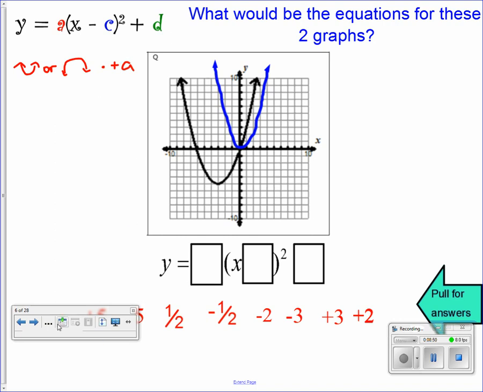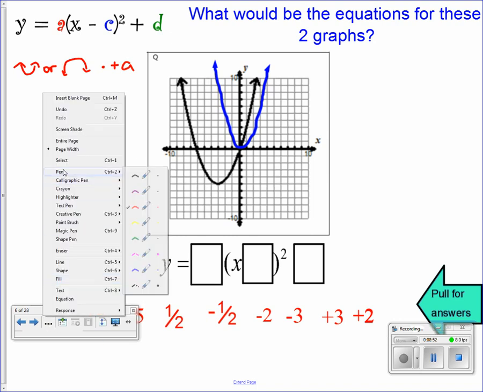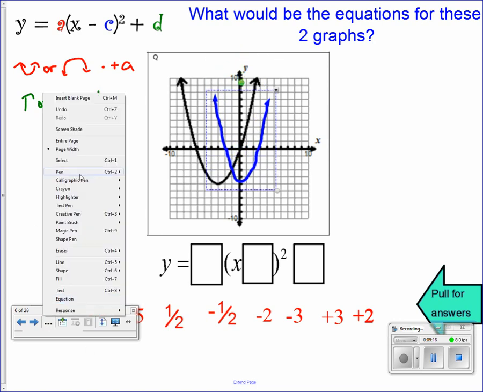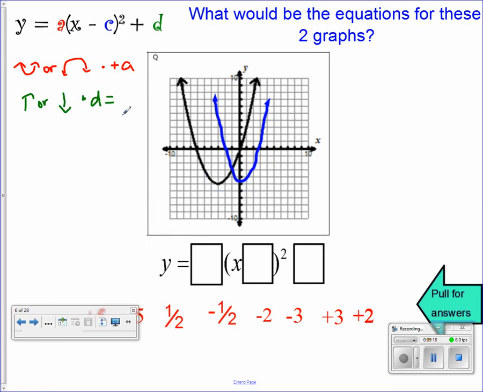Let's look at our D value. Did it shift up at all or did it shift down at all? If we compare it back to our parent function in blue, which we always have to do, we went down by 1, 2, 3, 4, 5. So I know that my D value is going to be a negative 5.